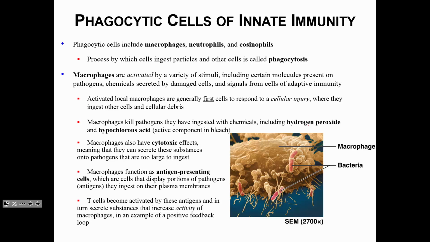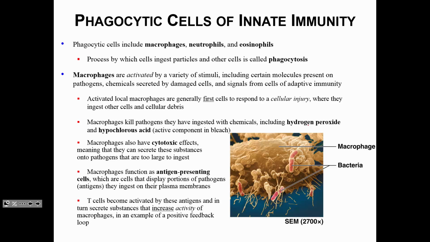Once they're activated, the local macrophages are generally the first cells to get to the injury site, and they're going to ingest other cells and any cell debris that needs to get out of the way. They also kill pathogens that they've ingested with chemicals. They can secrete hydrogen peroxide or hypochlorous acid, which is a very active part of bleach, so that tells you how powerful it is. They can kill their ingested pathogens by secreting these chemicals.